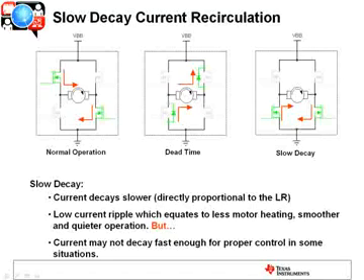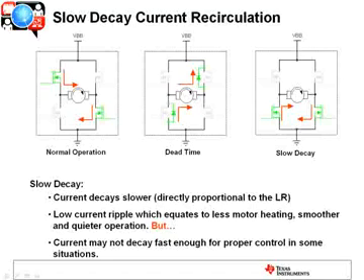If you look at the third H bridge, the slow decay there, you've turned on the 2 low sides. Current is recirculating through the low sides, it's a low resistive path. What you get in slow decay is low current ripple. It's going to decay fairly slowly. It's directly proportional to the inductance and the resistance of that system.